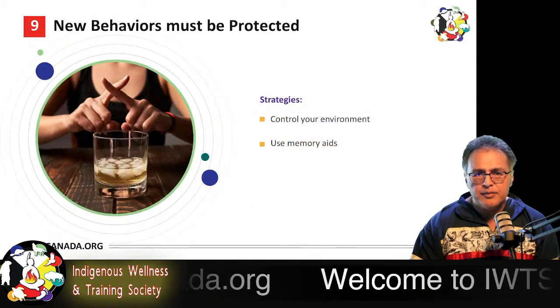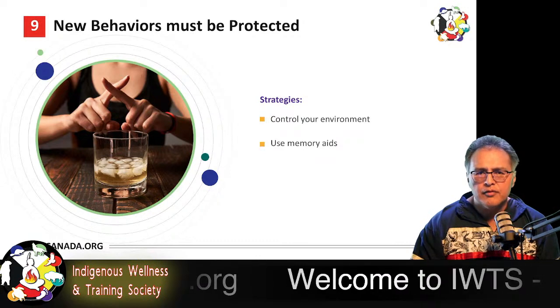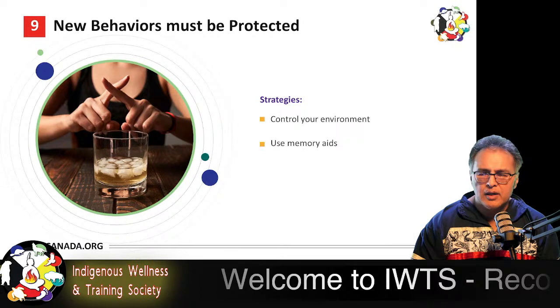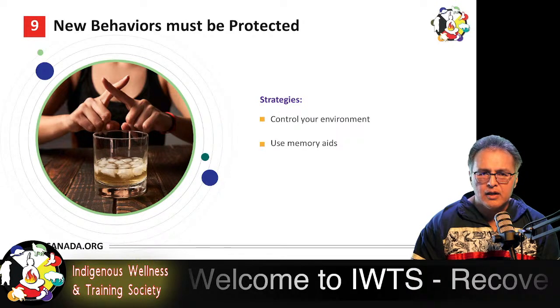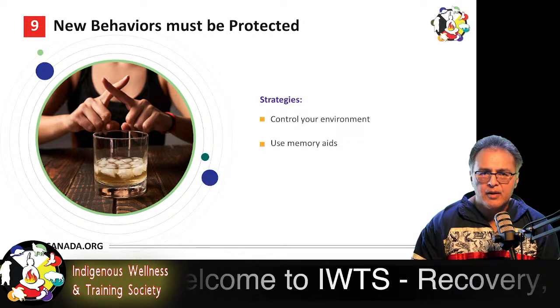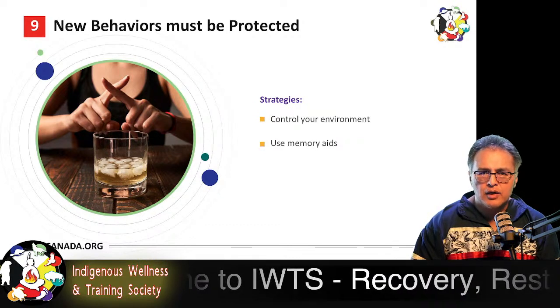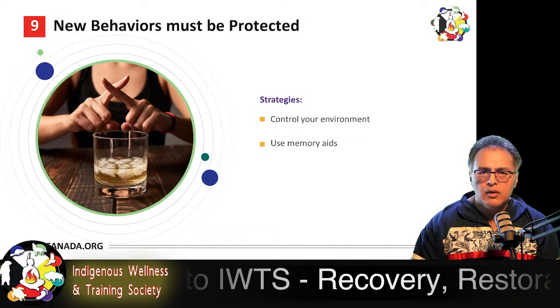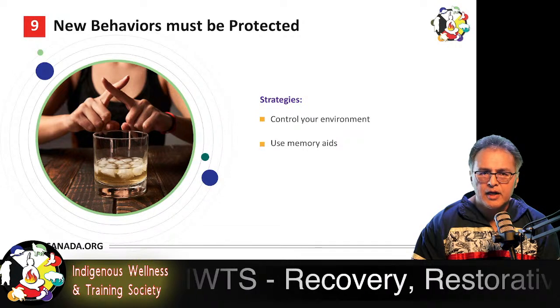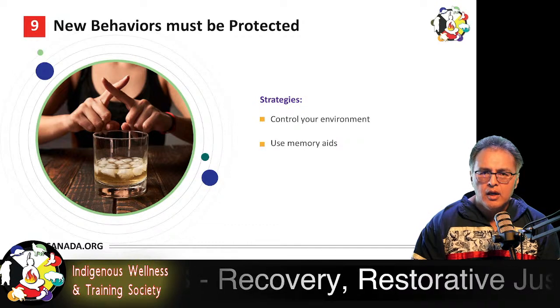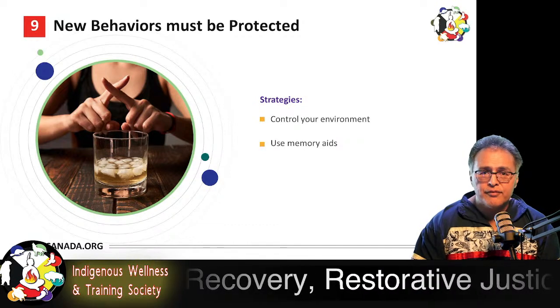New behaviors must be protected, so control your environment. Use memory aids. That's what I do sometimes. It's like, oh yeah, I can't forget that, so I put it right in my path. Once a recovery skill is learned, it must be protected. Journaling, reaching out to others, whatever. Learn them, protect them. If you don't want to slip, stay out of slippery places. Brand new behaviors are easy to forget.